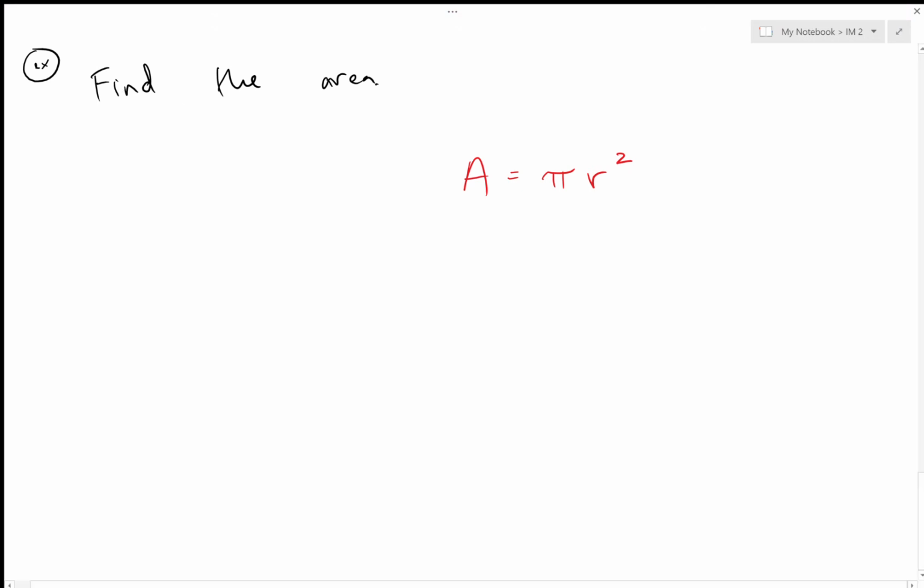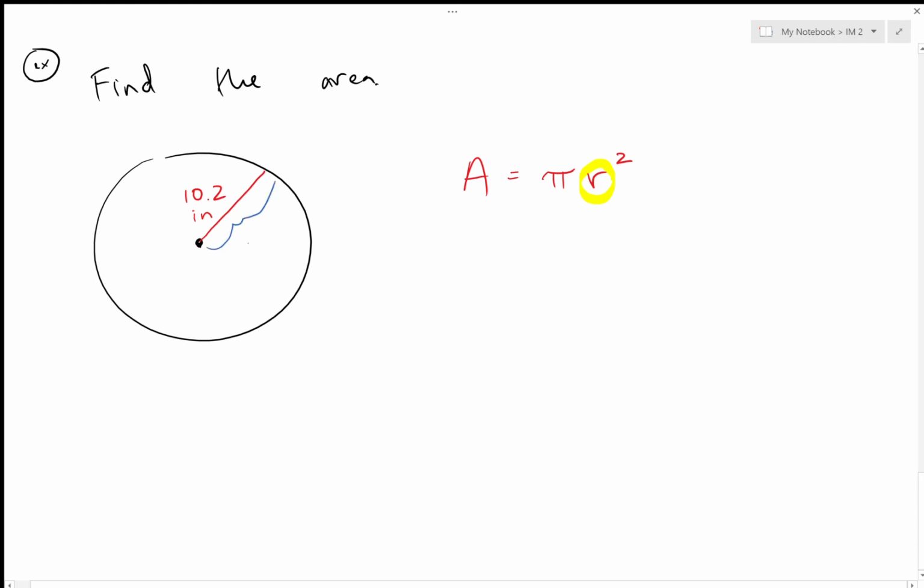For the actual problem, they'll give us, again, a circle with a center, and they mark off that this distance here is 10.2 inches. If I'm looking at the equation, I need the letter r, and r is radius. Do they give us the radius this time? Yes, from the middle to the outside, that is the radius. So the area is pi 10.2 instead of r, but the whole thing of 10.2 needs to be squared.